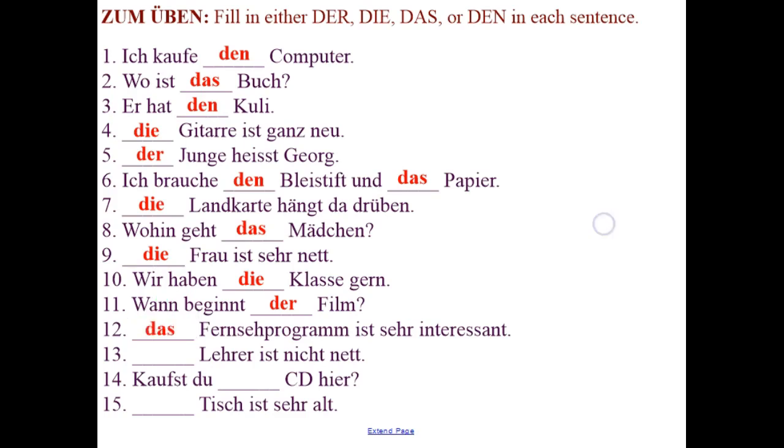12. Das Fernsehprogramm ist sehr interessant. The TV show is very interesting. 13. Der Lehrer ist nicht nett. The teacher is not nice. Der Lehrer, the subject of the sentence, der stays der. 14. Kaufst du die CD hier? Are you buying this CD here? And 15. Der Tisch ist sehr alt. The table is very old. Der remained der because it is the subject of the sentence.